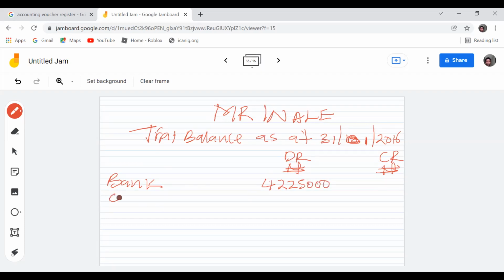Then you also have another one called cash, which is 146,000. Now we need to go back to all the transactions, starting from the first one.